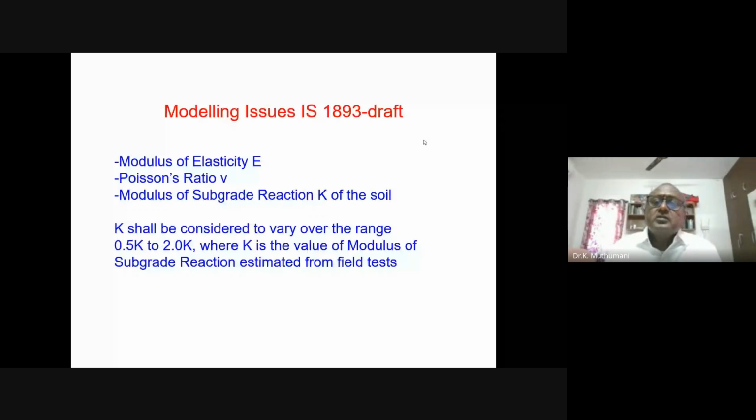Another issue is that nowadays we are very happy with STAAD Pro or whatever software you have, ETABS, whatever. Somebody else is designing your structural system. Once you say IS 1893, depending upon the zone and all, it takes the force, computes the forces, and designs the structural system. It designs the tension steel, the compression steel, all those things. But what are the issues in this modeling?